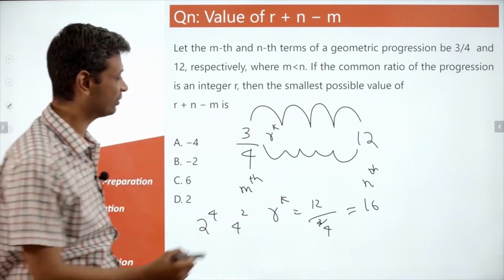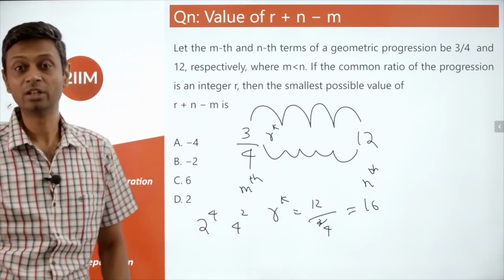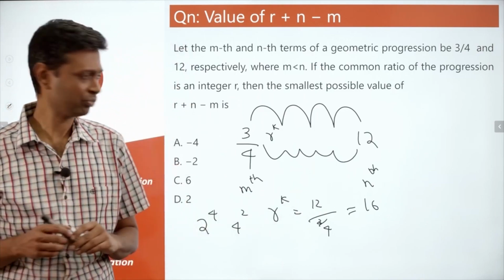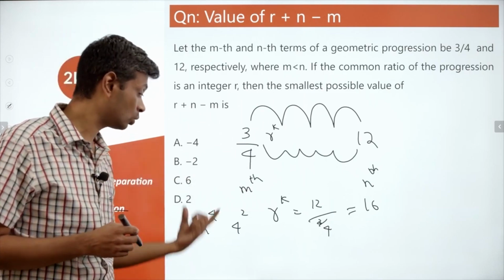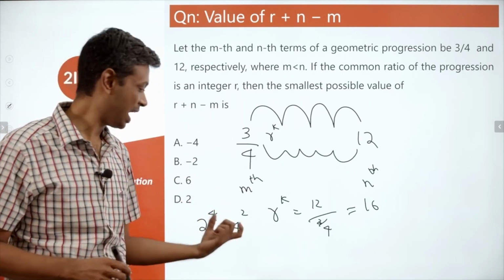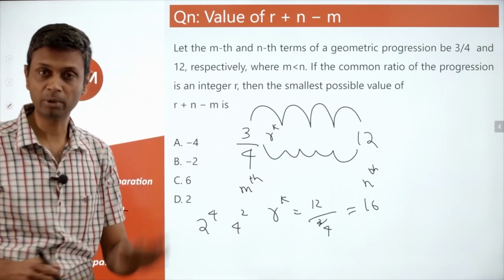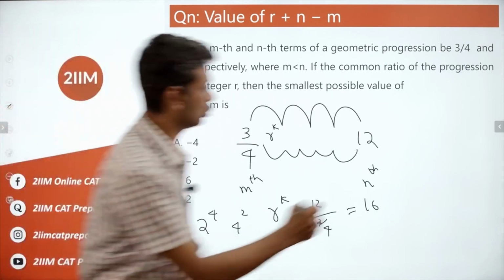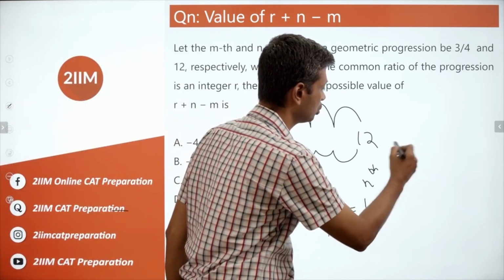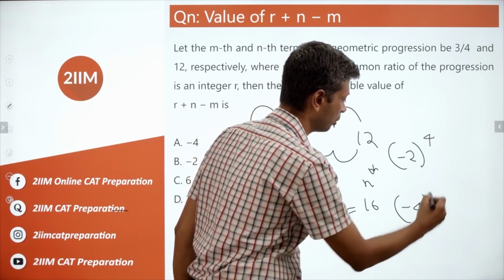K is nothing but the difference between n and m. We figure out, substitute, simplify, find this. There's one catch here, keep this in mind. R can be negative. So r can be minus 2, whole power 4 is also 16. R can be minus 4. We want r plus n minus m to be minimum. So definitely choose r to be negative. That doesn't change life. So we're looking at either minus 2 whole power 4 or minus 4 whole power 2.